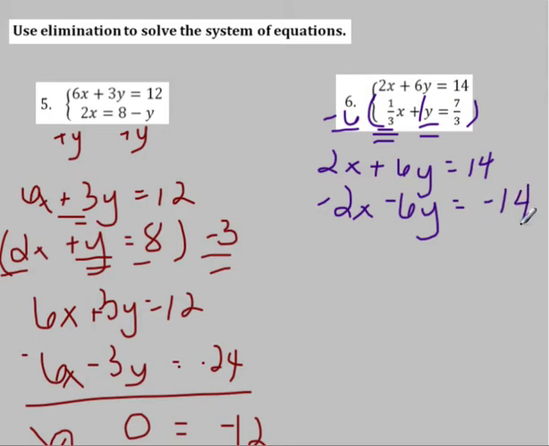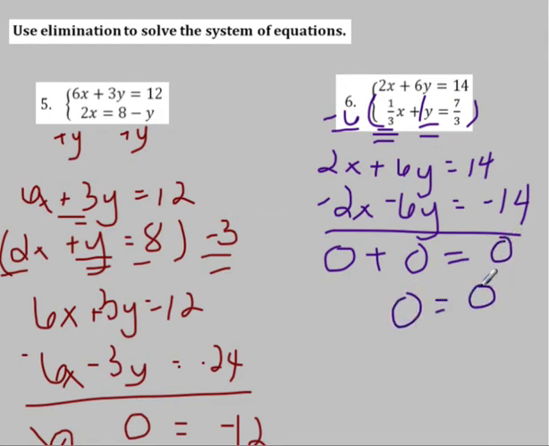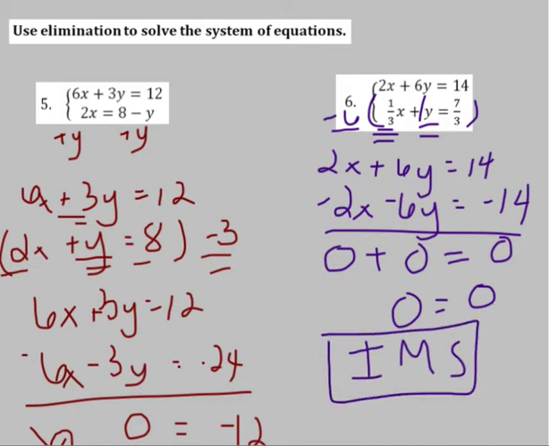So we're going to add down the columns. So we get 0 plus 0 is equal to 0. So we get 0 is equal to 0. So we have infinitely many solutions because what's left over is a true statement.